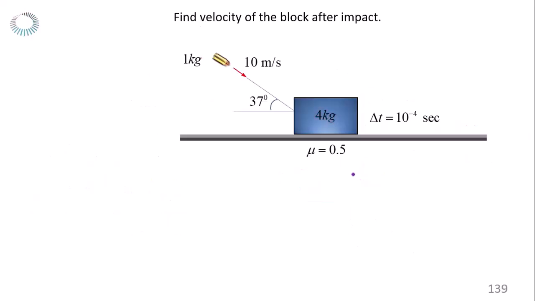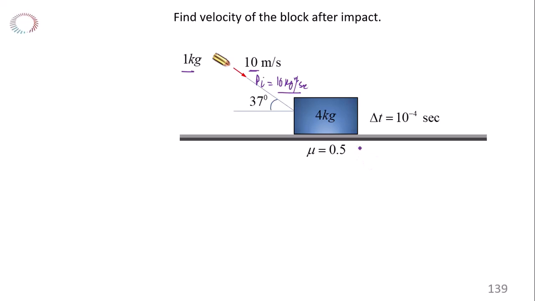Now, what is happening if the bullet is hitting the same block with an inclined direction? In this situation, the initial momentum corresponds to 10 meters per second. Initial momentum has two components. Let us say Pi. Pi is 10 kg meter per second. So this is the initial momentum.